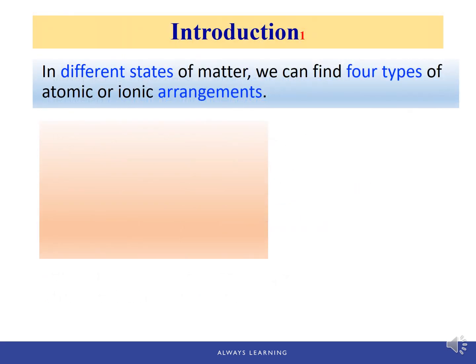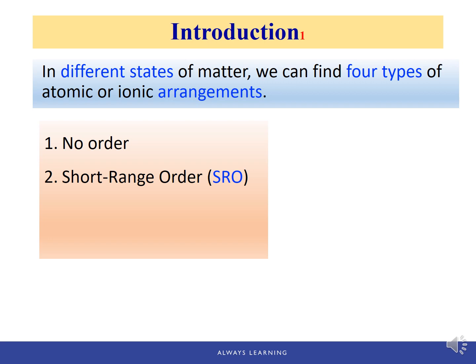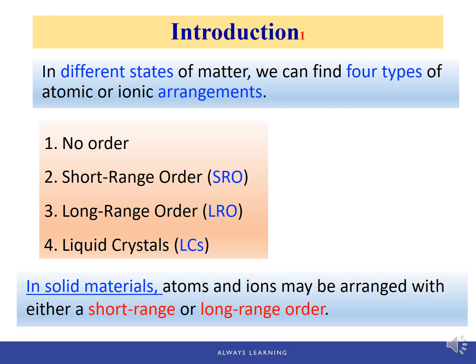Let's get some background about atomic or ionic arrangements. In different states of matter, we can find 4 types of atomic or ionic arrangements. There's no order, short-range order, long-range order, and liquid crystals. In solid materials, which is the matter we're going to deal with in this course, atoms and ions may be arranged with either a short-range or long-range order.